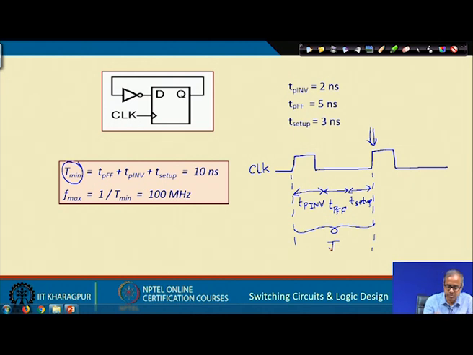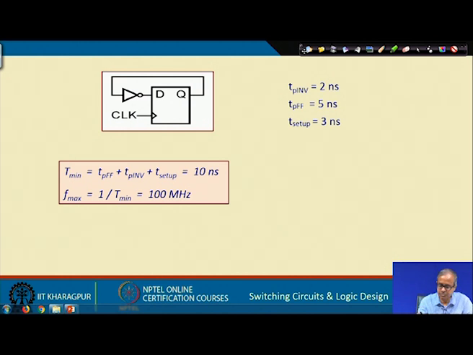Let us take 2 cases. So, what I am saying is that T min in this example will be the sum of these 3 times, which is coming to 10 nanoseconds, 2 plus 5 plus 3. Now, because frequency is the reciprocal of the time period, the maximum frequency will be 1 by minimum time period. So, 1 by 10 nanoseconds, 10 nanoseconds means 10 to the power minus 9. So, it is 10 to the power 9 by 10, this is 100 megahertz, 10 to the power 6 is megahertz, right. Now, let us say suppose we choose a clock with time period 9 nanoseconds.